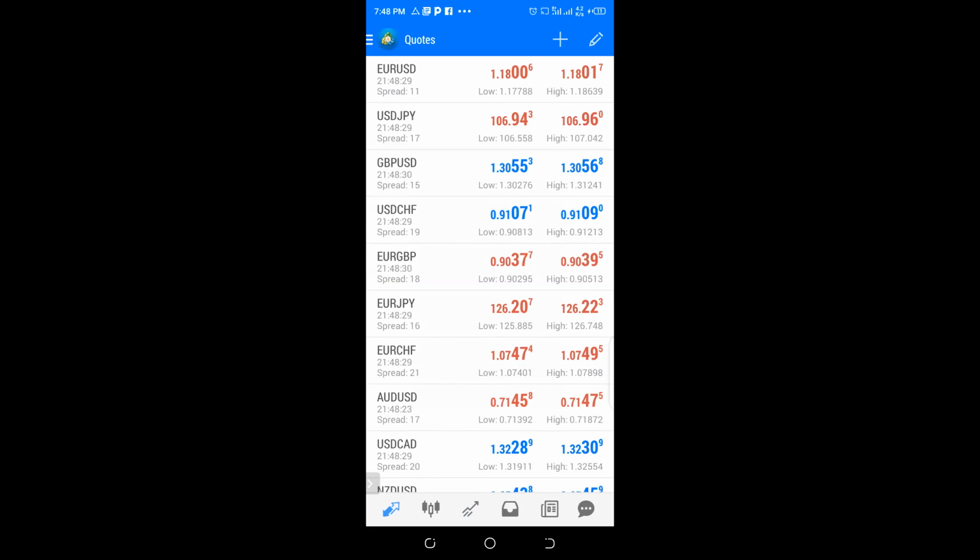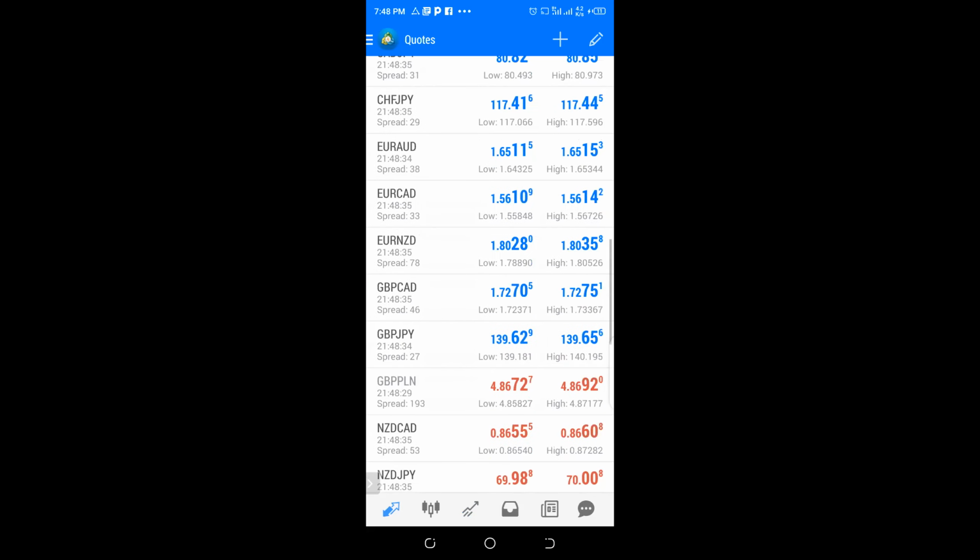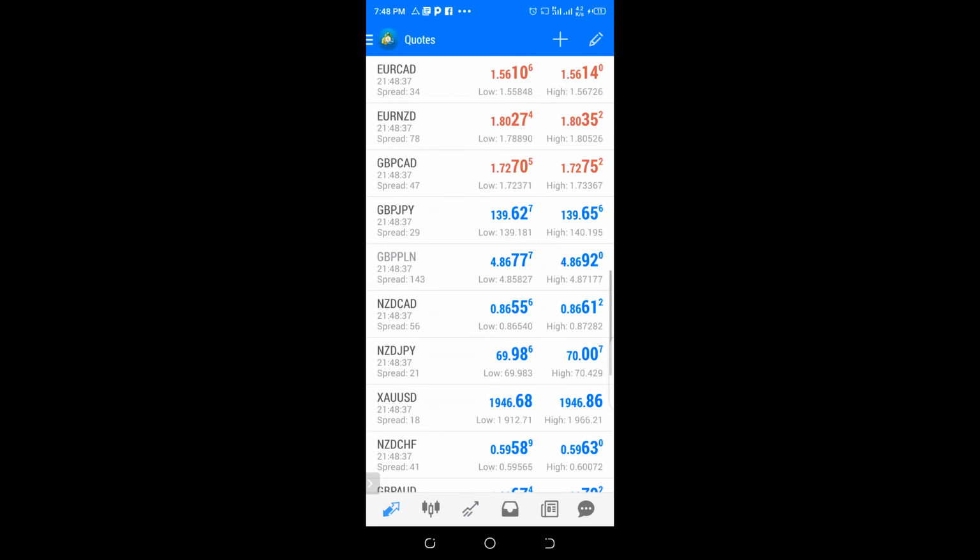If I want to enter a trade, guys, what I do is I come to my first icon. On my first icon, this is where I see all my currency pairs. For those people that just downloaded MetaTrader 4, like I said, you need to register with a broker and link your broker to your MetaTrader 4.